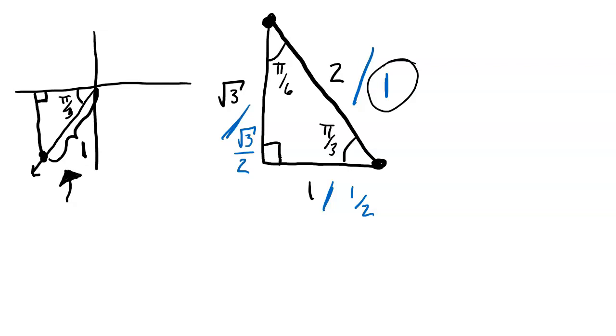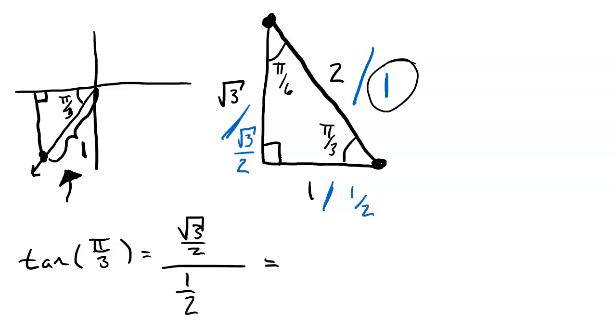So if we look at the blue numbers, we can say that tangent of pi over 3, which is opposite over adjacent, is going to be equal to square root 3 over 2 divided by 1/2. And that's equal to square root 3, because the 1/2s cancel out. So this, in fact, is our answer.